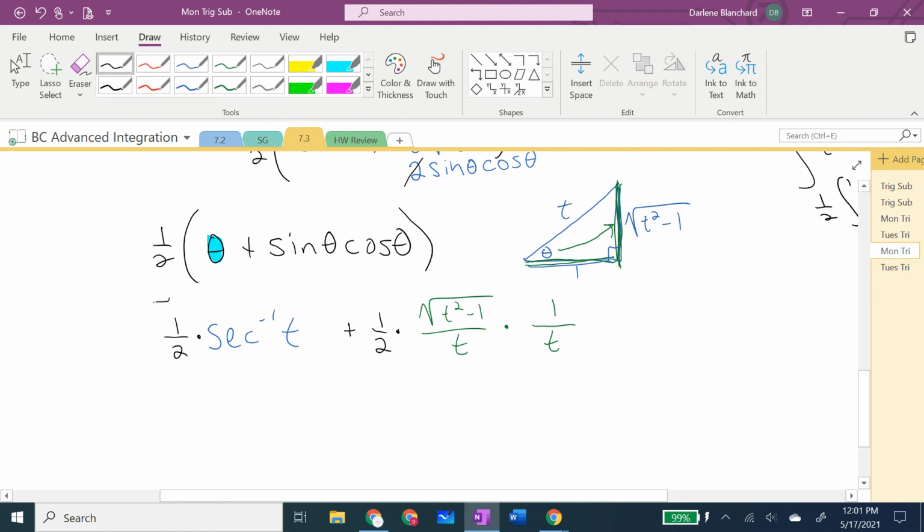And normally I'd put a plus c right now, but this was a definite integral. And it was from root 2 to 2. And I'll show you.